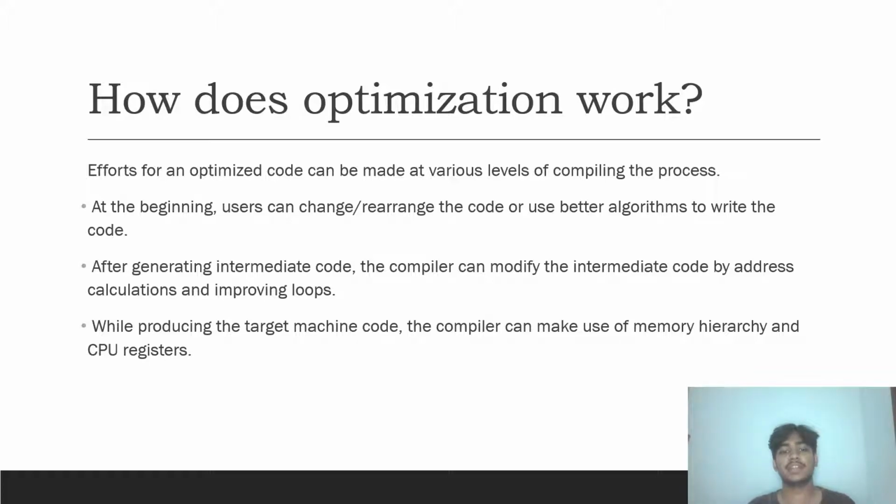And while targeting the target machine code, the compiler can make use of memory hierarchy and CPU registers. Now, this concept depends on system to system. As we know, every PC is unique, so the compiler will process and optimize the code with regard to your system and how it works.